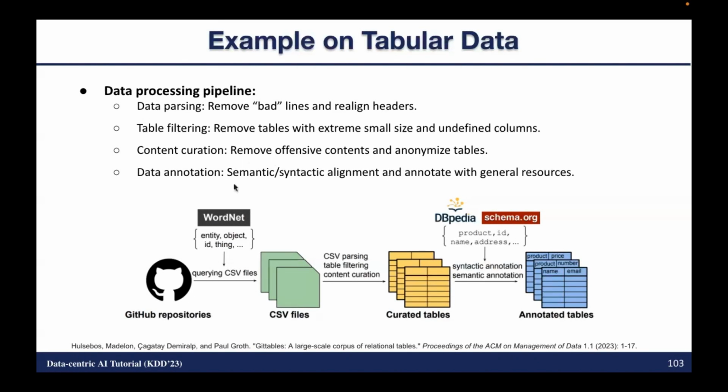And finally they do data annotation, both semantic and syntactic, based on external sources, for example DBpedia or schema.org. So you can see the whole idea is starting from the GitHub repository. They query some of the CSV files, and then they do some parsing on the CSV files to get rid of some undesired information, and then they do some content curation. And whenever we have different kinds of attributes, for example product ID and also some keywords for each repository, they use the external resources to annotate the data. And that's basically how they process the pipeline.